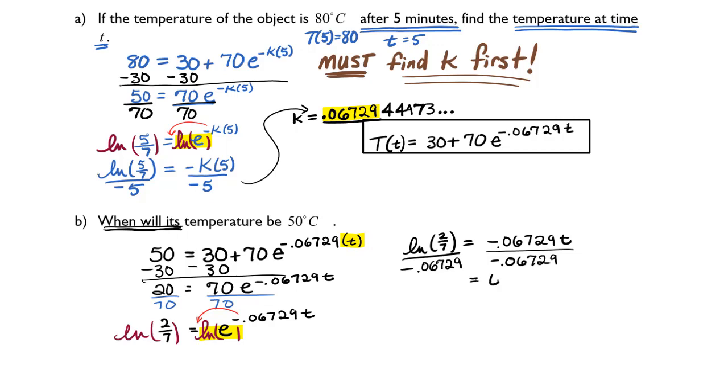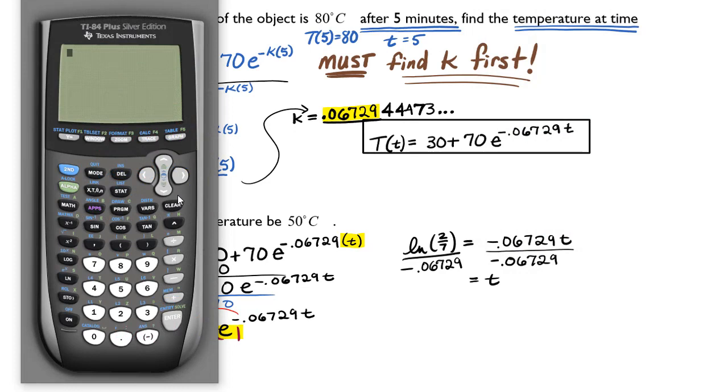And I have t is equal to this, put in my calculator. So the natural log of 2 divided by 7, divided by negative 0.06729 equals 18.61737. So it will take 18.6 minutes for the object to cool to 50 degrees.